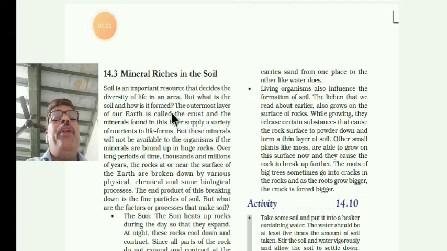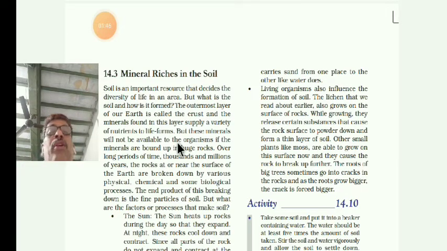How is it formed? Here we will see how it is formed. The outermost layer of the earth is called the crust. What is crust? The outermost layer of the earth. And the minerals found in this layer supply a variety of nutrients to life forms. So the layer of the earth containing the minerals is supplying the nutrients to the life forms.